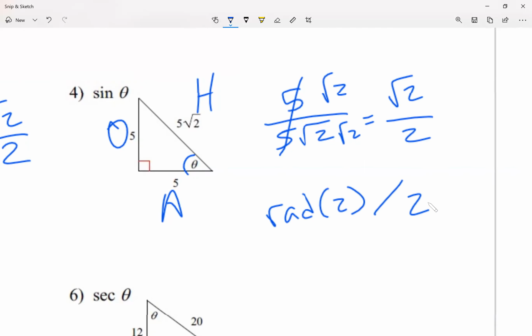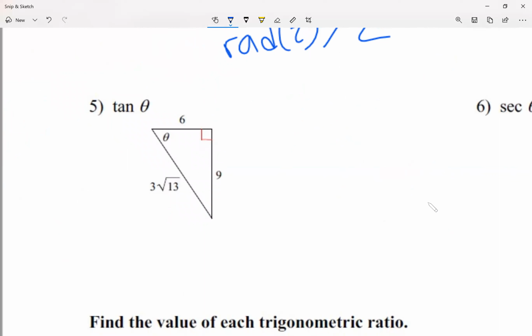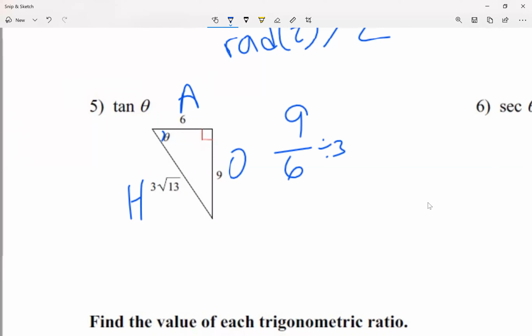Okay, let's take a look at a couple more examples. Tangent. According to our table, well, actually, let me label my sides first, right? So this is my hypotenuse, this is my opposite, and this is the adjacent. I see theta here. Tangent is opposite over adjacent. So it's 9 over 6. Simplify your fraction if possible. I'm going to divide each by 3. So my fraction would be 3 over 2. My answer is 3 over 2.